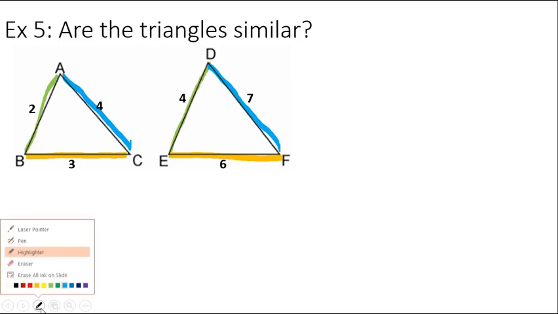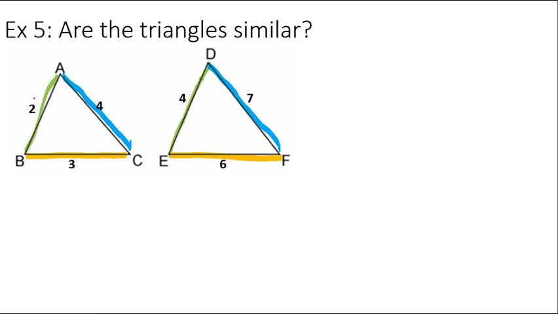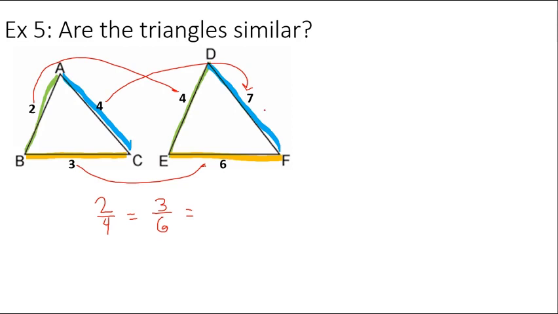Okay, so when we set up our proportion, I start off with 2 and 4. You could say 3 and 6. And I could say 4 and the 7 go together. So 4 over 7. Same from here, I reduce. So 2 over 4 is 1/2. 3 over 6 is also 1/2. But 4 over 7 cannot be reduced, so it means these are not equal.